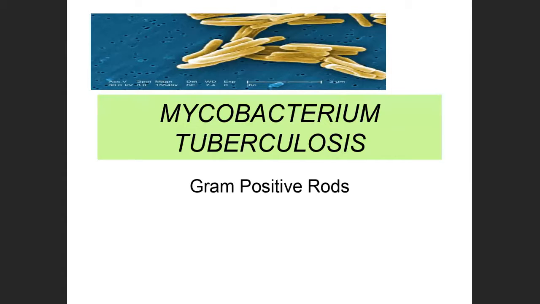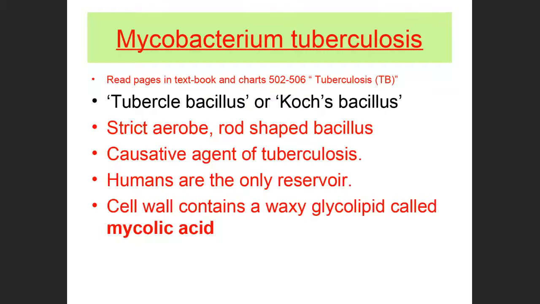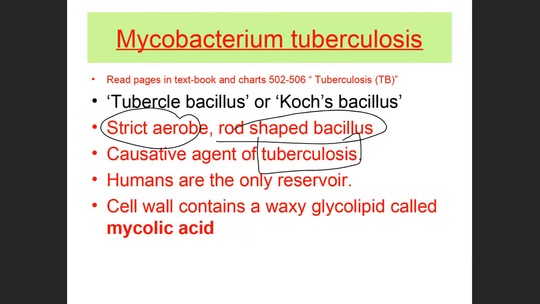And then finally, we have Mycobacterium tuberculosis, which is a gram-positive rod. It has also been called the tubercle bacillus or Koch bacillus. This is a strict aerobe, rod-shaped bacteria, and is the causative agent of tuberculosis. Humans are the only reservoir, just the same for Streptococcus pyogenes and Streptococcus pneumoniae.